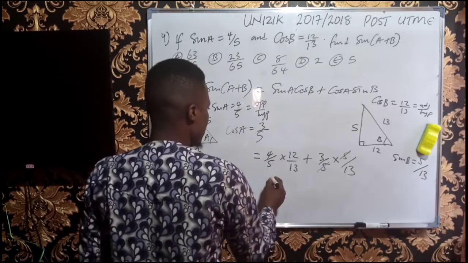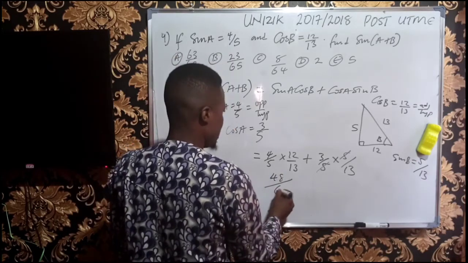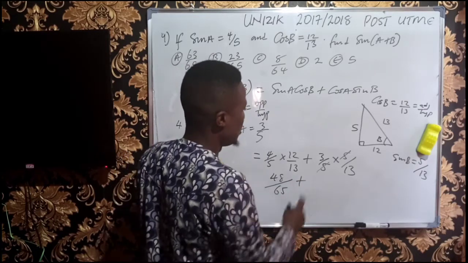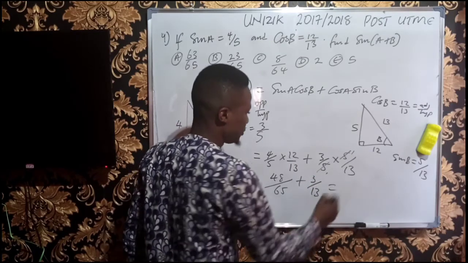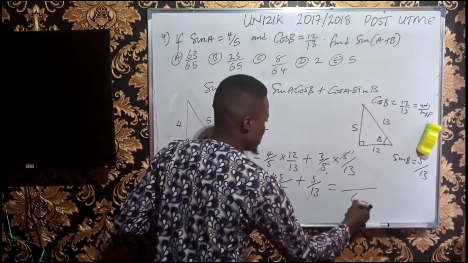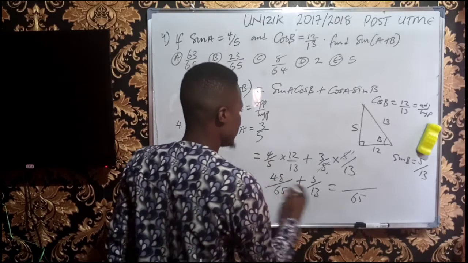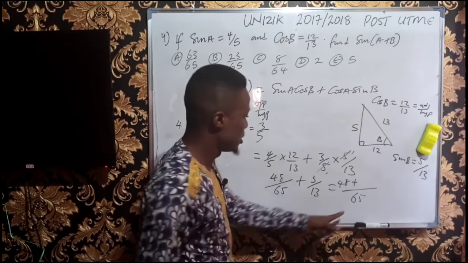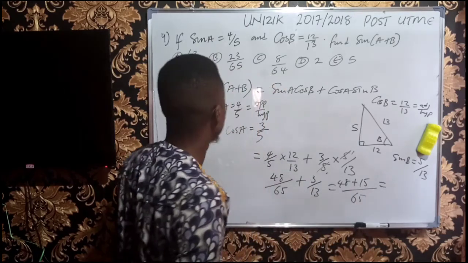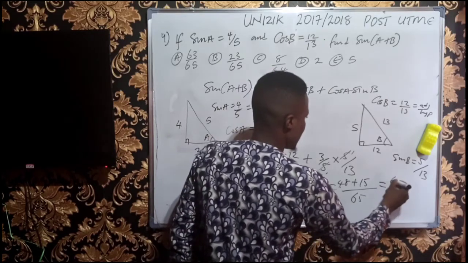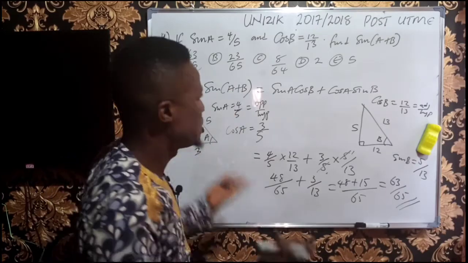So we have 4 times 12 is 48 over 5 times 13 is 65, plus 3 over 13, because this is 1 and this is 1. Now the LCM is still 65. 65 divided by 65 gives us 1, and 1 times 48 is 48. Plus, 65 divided by 13 gives us 5, and 5 times 3 is 15. When we add together, we get 63 all over 65, and the option is option A. That's just how to deal with questions like this.